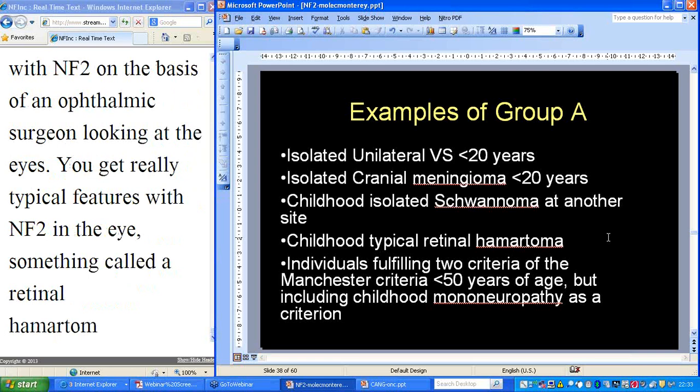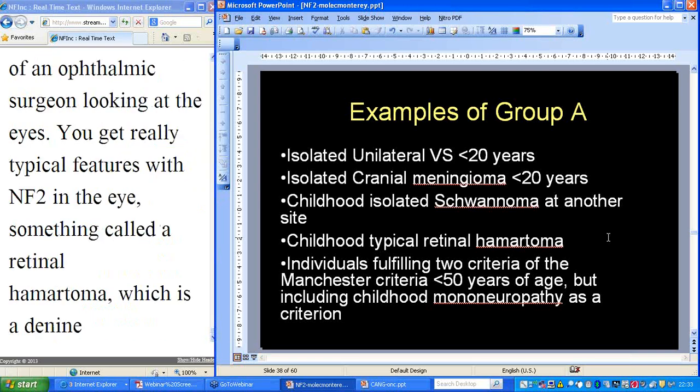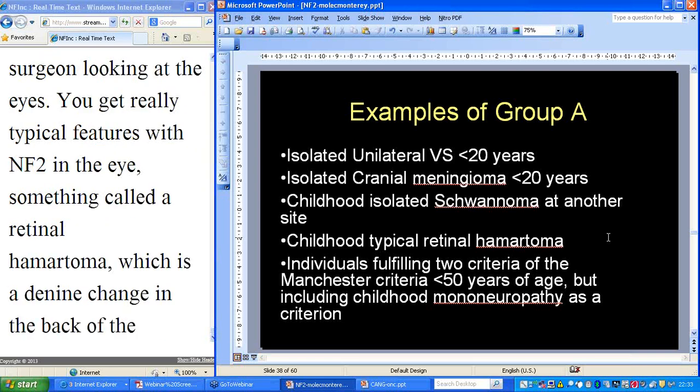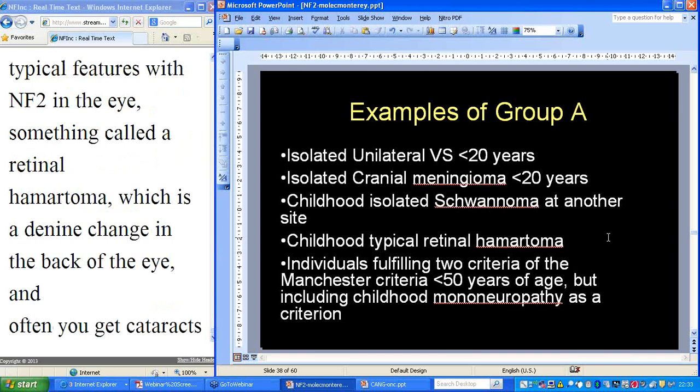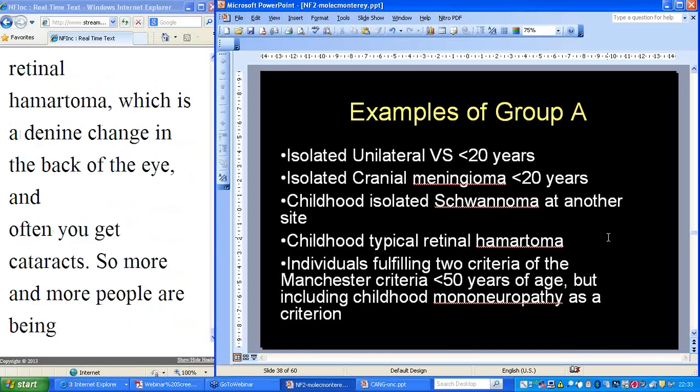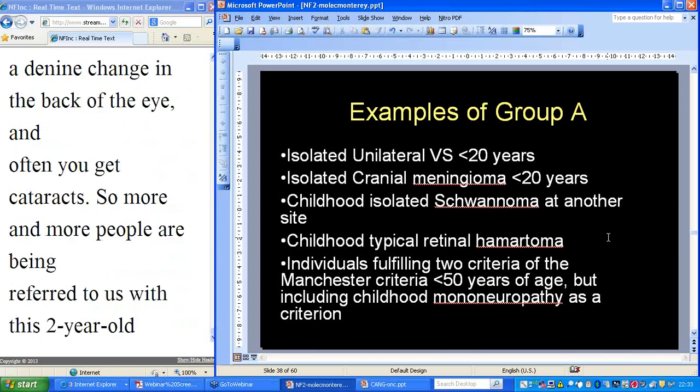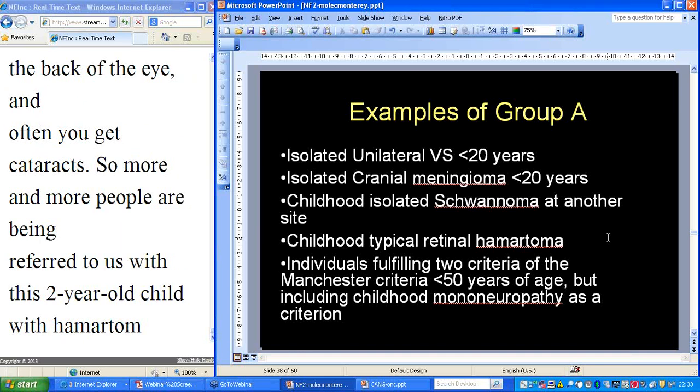So more and more we're getting people being referred to us and they're saying, oh, this 2-year-old child has got a hamartoma, we think they might have NF2. And in fact, there's a high rate of picking up those individuals on blood samples.